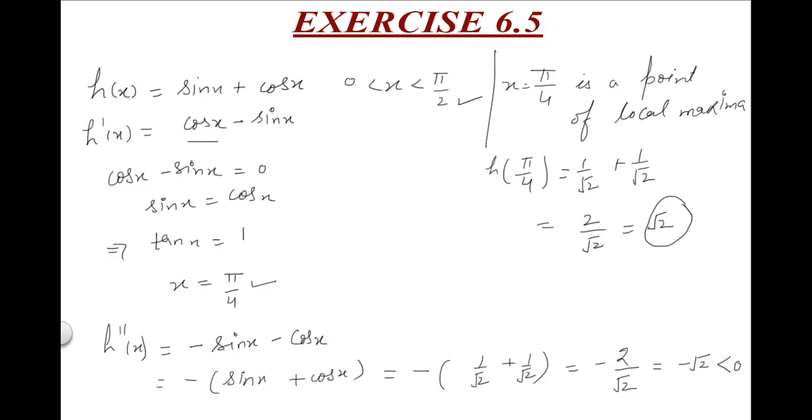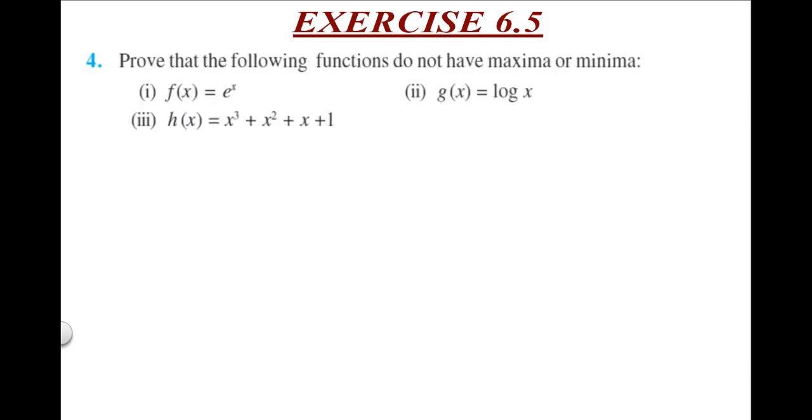Now we will discuss question number 4. Here comes question number 4, where we have to prove that the following functions do not have maxima or minima. So first of all let us see the first part, which is f of x equals e to the power x. Differentiating it we get e to the power x only. Now equating it to 0. Can you think of any value of x, whether positive or negative, among all the real numbers that makes e to the power x as 0? It is not possible for any real value of x. So there is no maxima or minima.